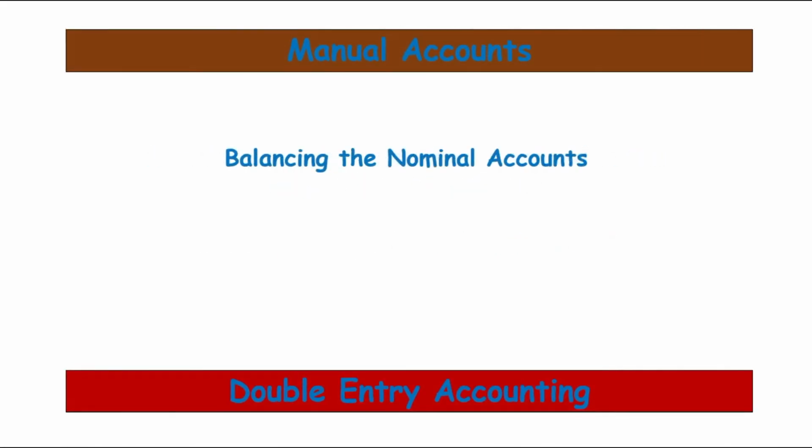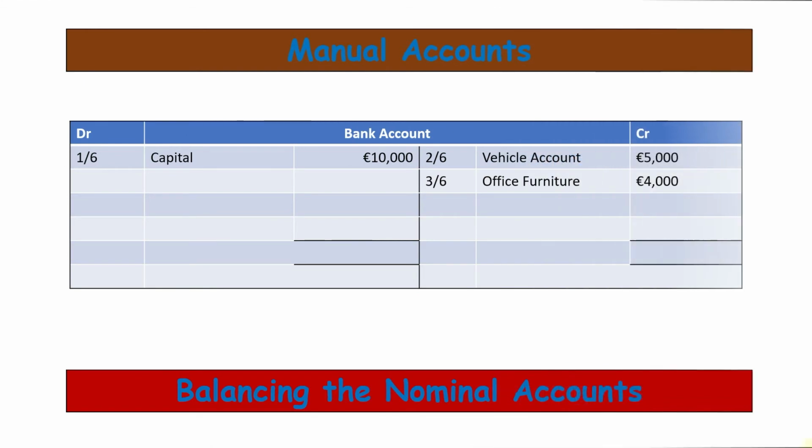The trial balance is a collection of the final balance from each of the nominal ledgers. Therefore, we need to total and balance each of the nominal ledgers before we get to the trial balance. At the end of each month, we add total lines to each account as shown, one on the debit side and one on the credit side.